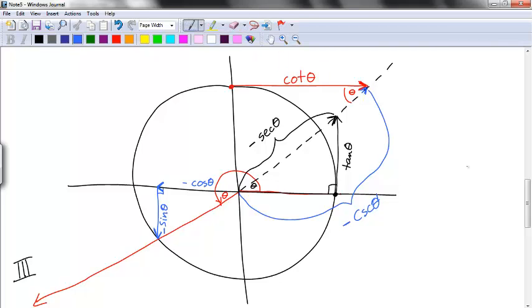Okay, so now check. In quadrant 3, what should be positive? Yep, those two should be positive. Everything else should be negative. Do you have 6 arrowheads? Everything else is negative. Yep. Okay, last quadrant. Quadrant 4.